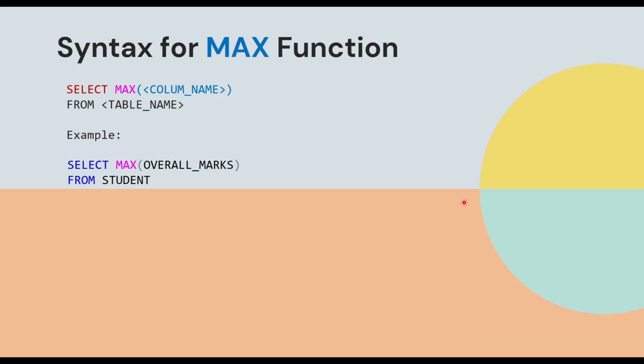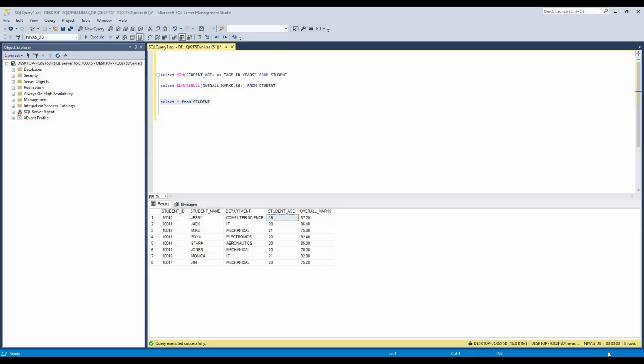Next is the max function. Opposite to min, it is the maximum. It will find the maximum value of that particular column: max of column name from that table. We'll use overall marks or age, whichever numeric column you want. In this table we have two numeric fields, so you can do all these aggregate functions on either of these two columns. I'll do max of student age.